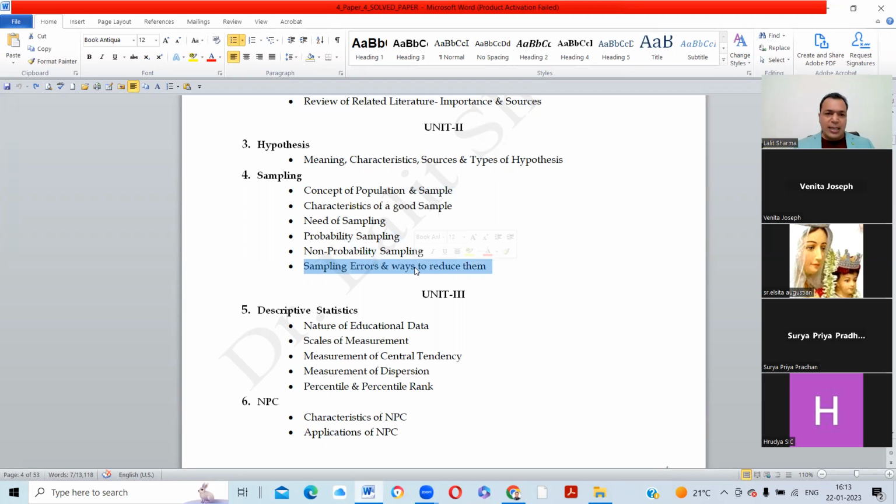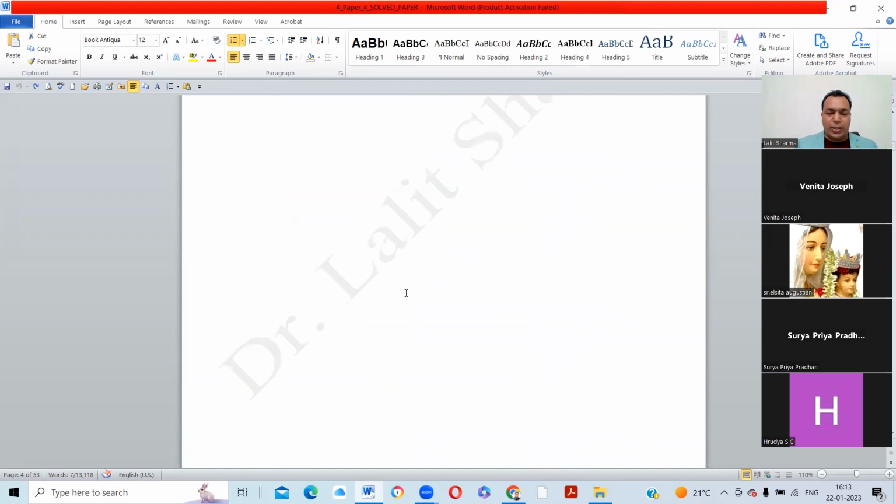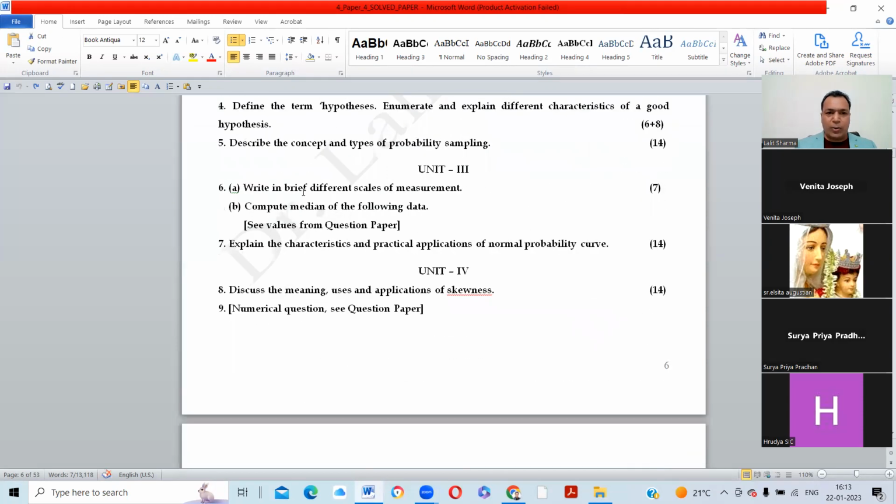Right, guys? And next, unit 3. You can see that in unit 3, questions have come: different scales of measurement. Define, compute the median of the following. And the 7th has come: explain the characteristics and practical applications of NPC, normal probability curve, right, guys?